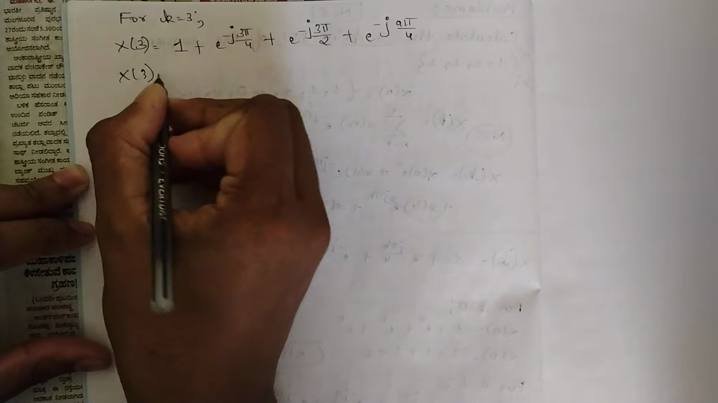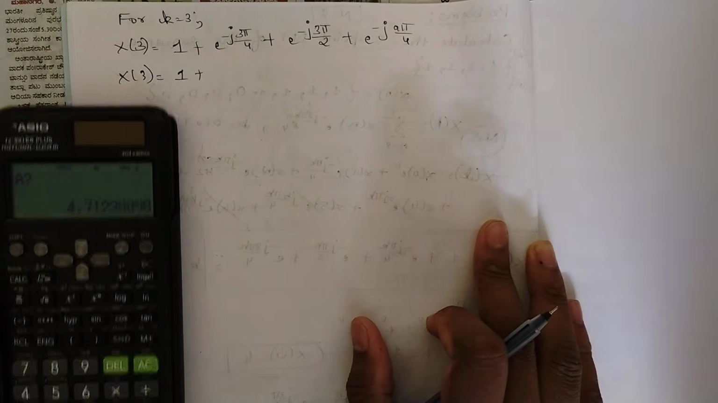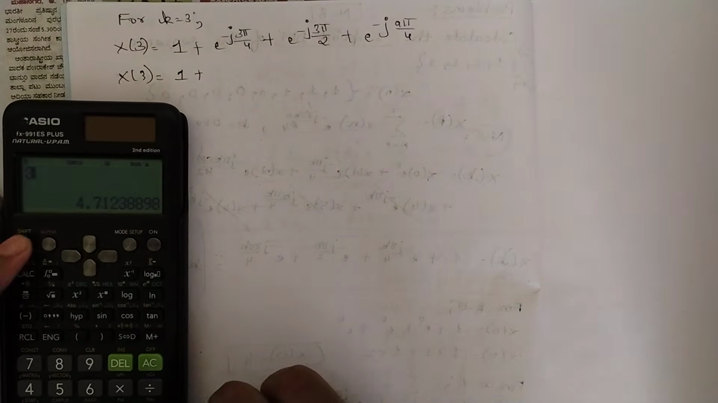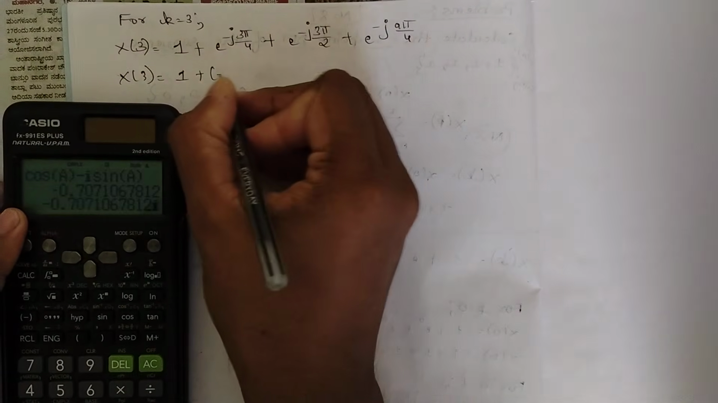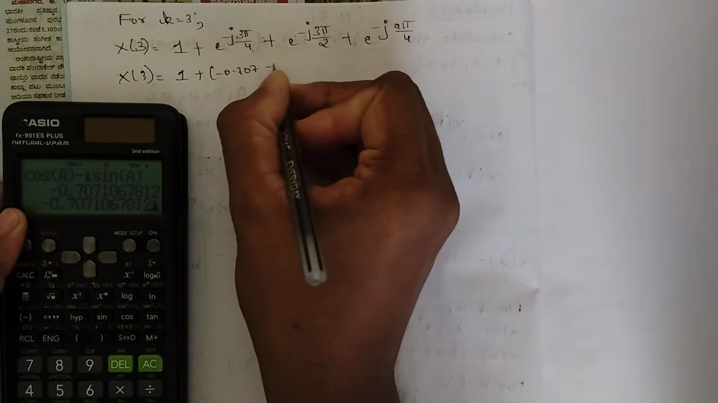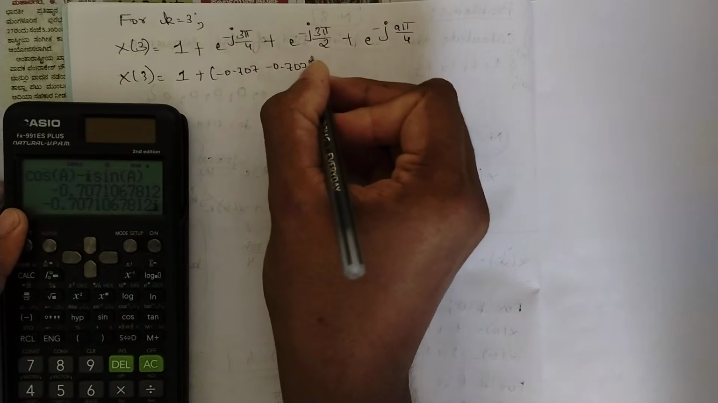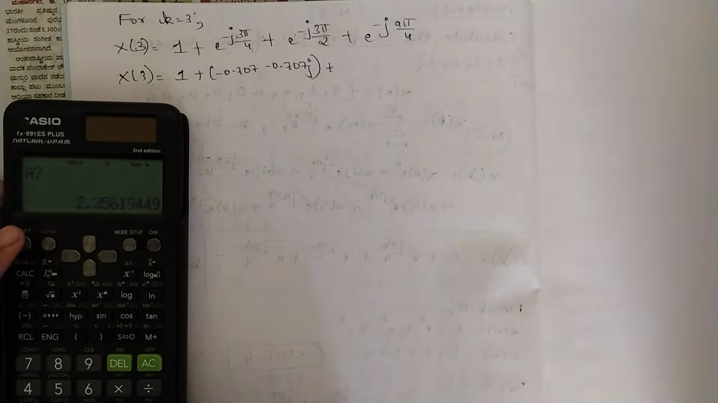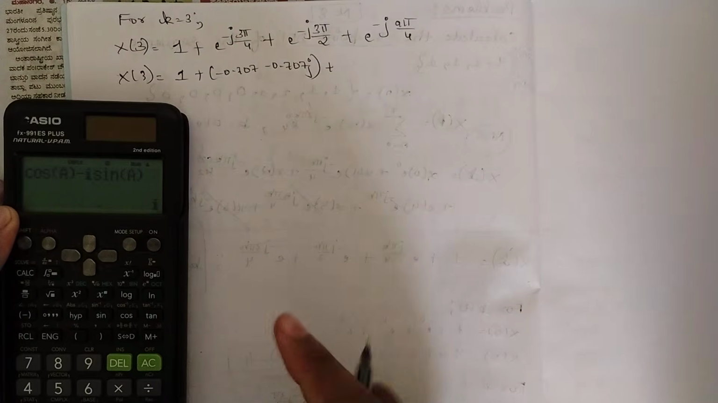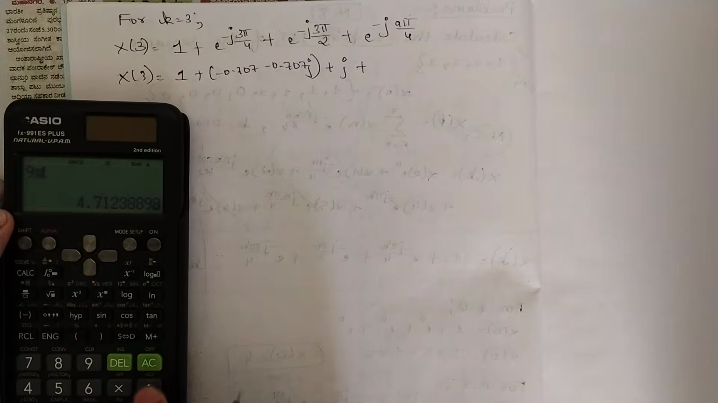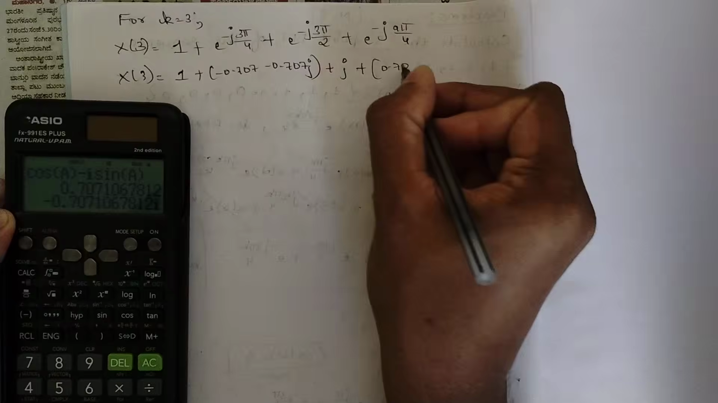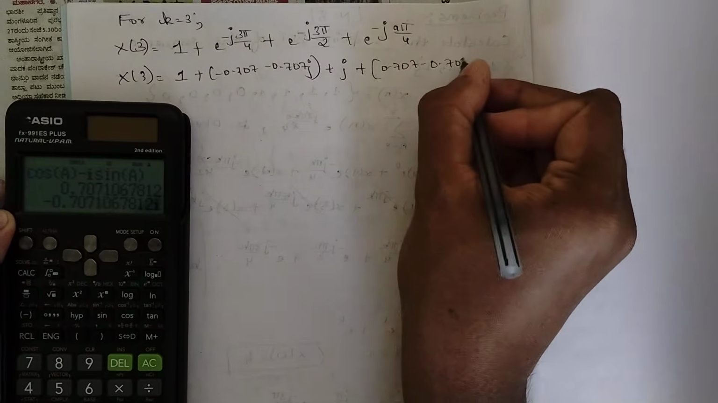So x of 3 is equal to 1 plus, so now in place of theta we have 3 pi by 4, that is minus 0.707 minus 0.707 j plus, so now 3 pi by 2, that is plus j, 9 pi by 4, that is 0.707 minus 0.707 j.